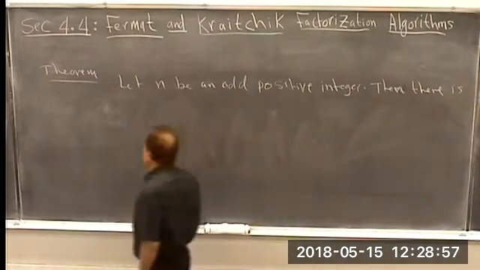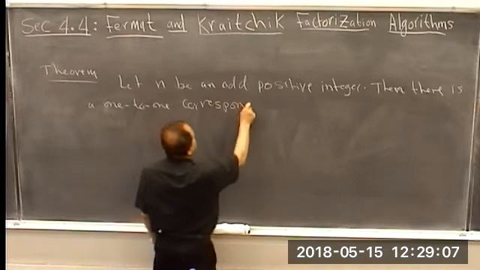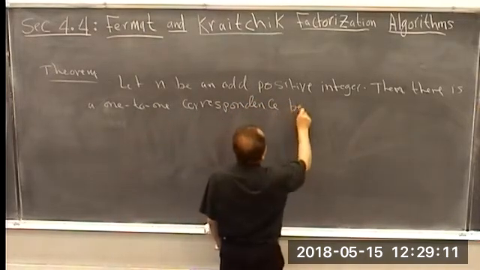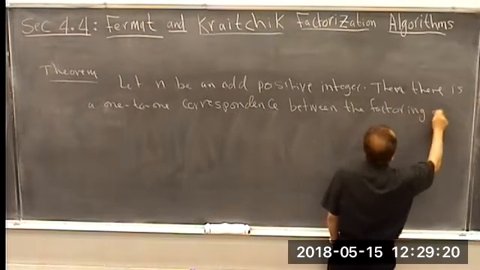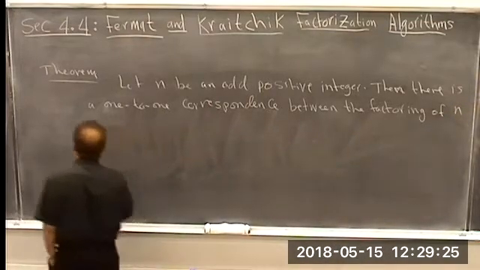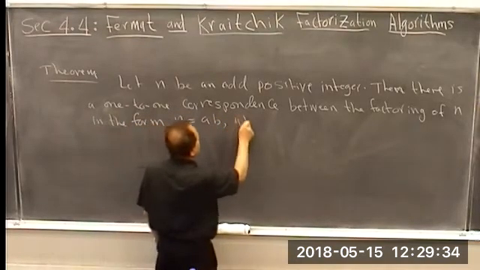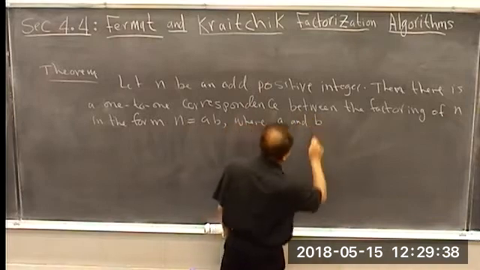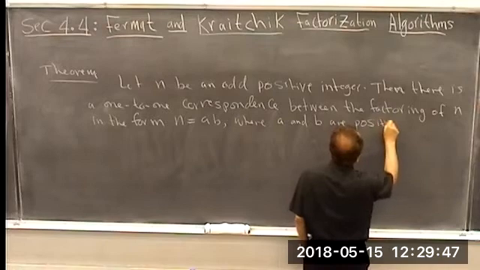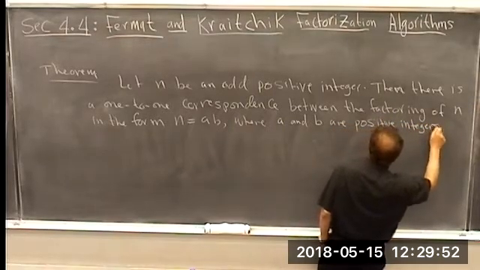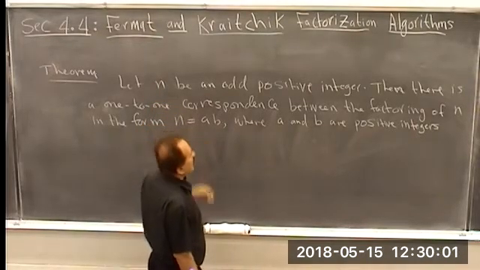a one-to-one correspondence between the factoring of n in this form, n equals AB, where A and B are positive integers. Of course, they must be odd positive integers. And this actually includes the trivial factorization in case n is a prime, which means A could be n and B is 1.